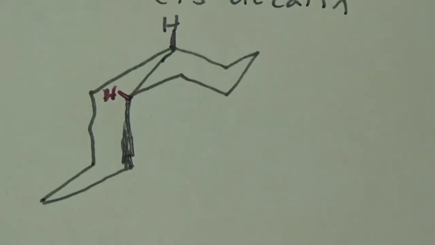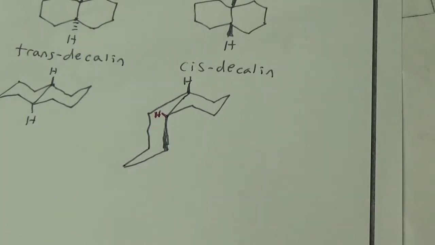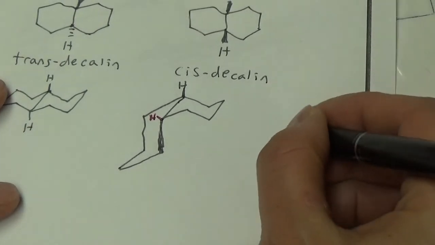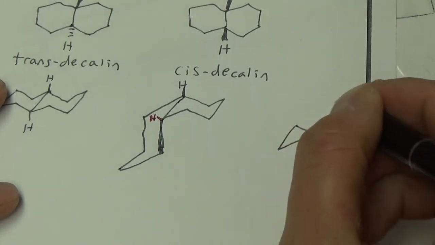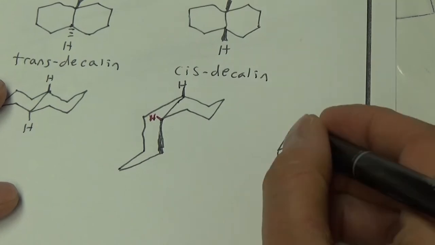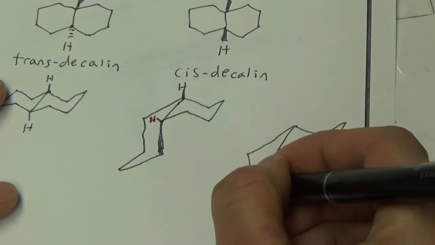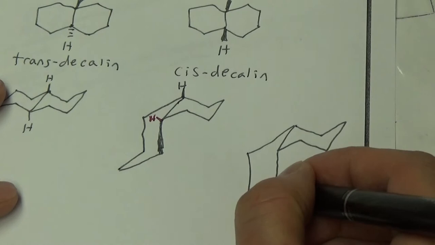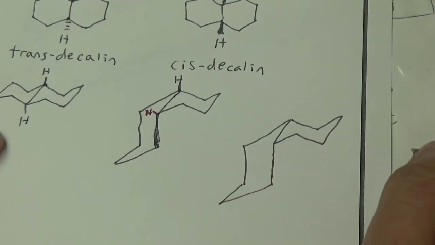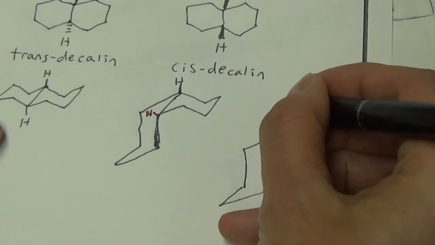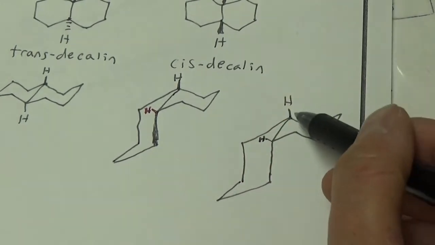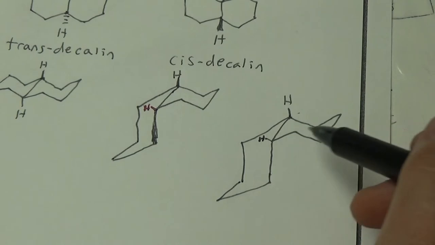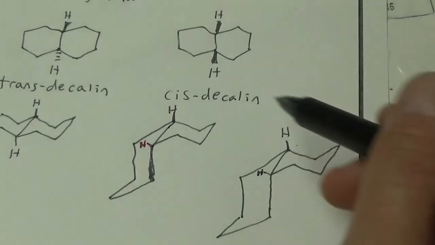I'll draw it one more time just for fun. Try to draw it maybe a little differently. I'll do my left cyclohexane down. Maybe make that a little larger. There we go, and now we have up H, and one's up in axial, the other is up in equatorial. But these are cis-decalin, all right?